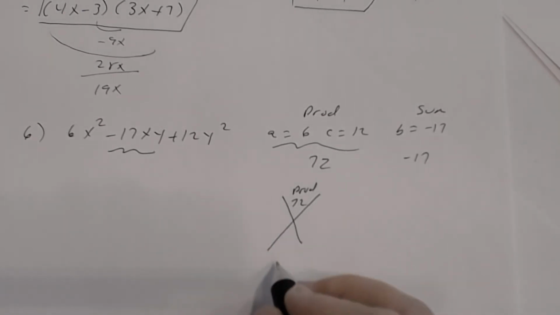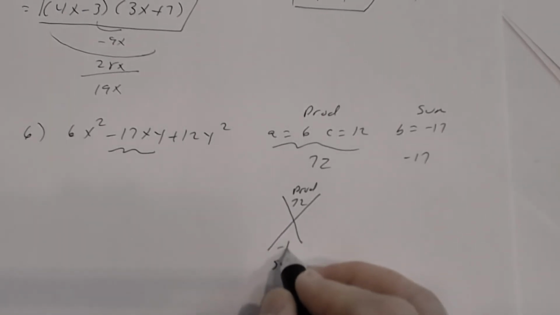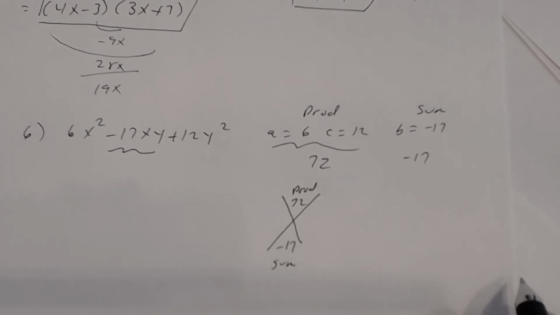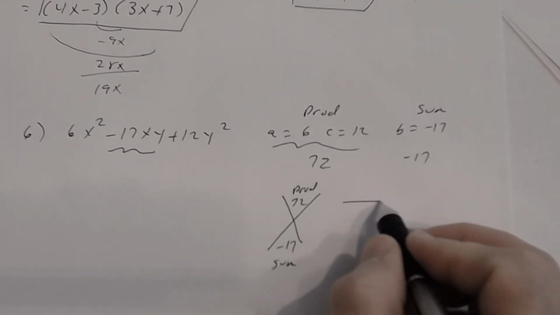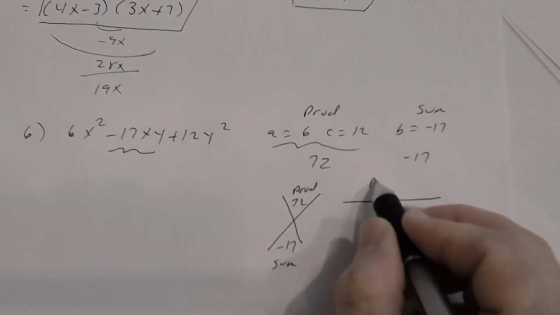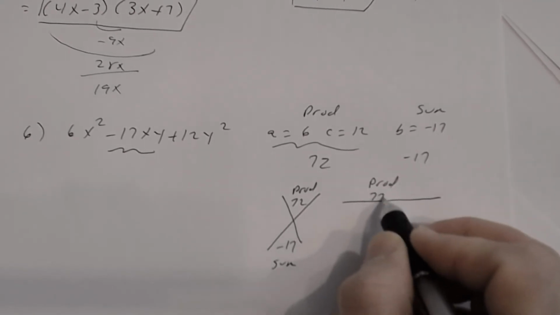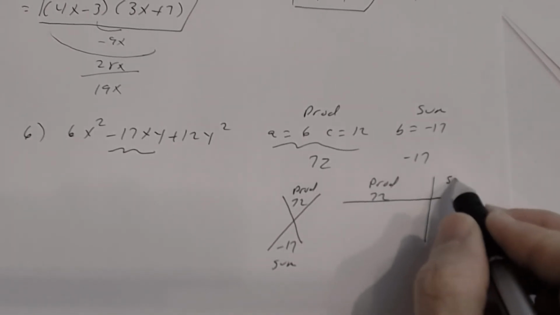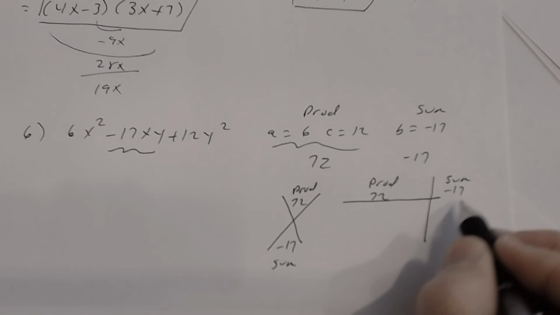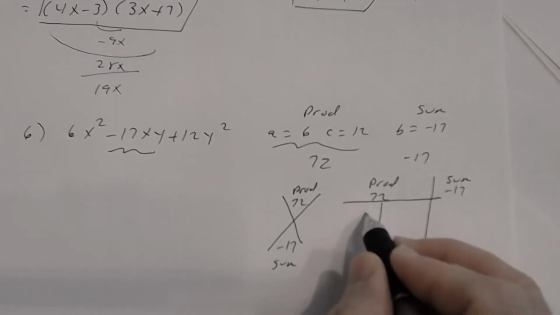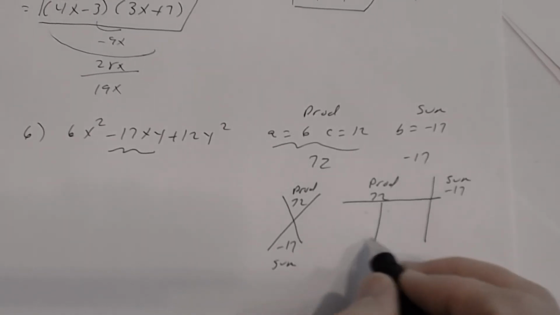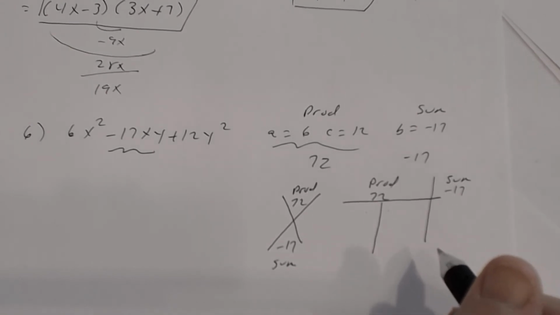whose product is 72 and whose sum is a negative 17. Okay, so now I'm going to use the table to help me as well. So I want the product to be 72, and I want the sum to be negative 17. So I need to find two numbers whose product is a positive 72 and whose sum is negative 17.